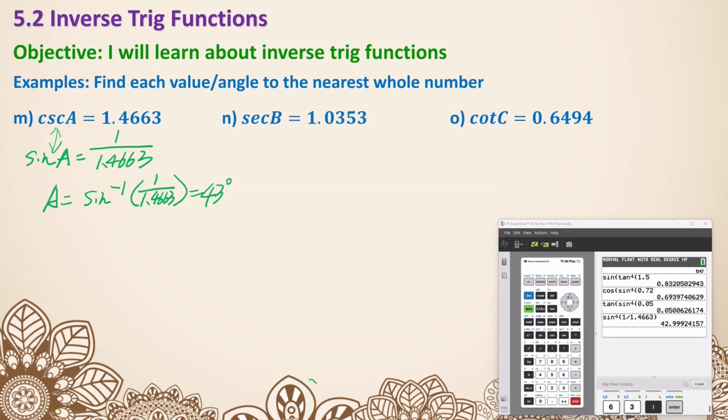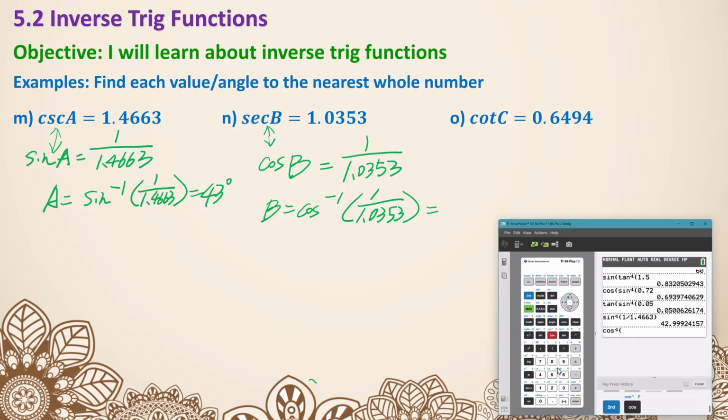So next, let's write things out again. Secant: in order to find secant, we need cosine. So cosine B has to be 1 over 1.0353. That means B is inverse cosine of 1 over 1.0353. Let's type it in your calculator: inverse cosine of 1 divided by 1.0353. Okay, 15.00, so 15 degrees.